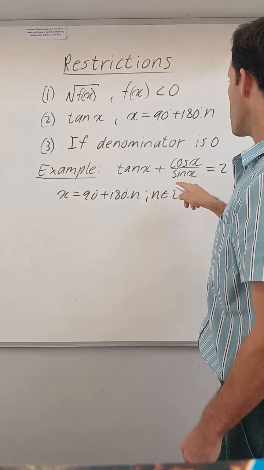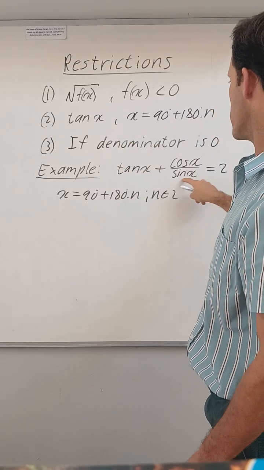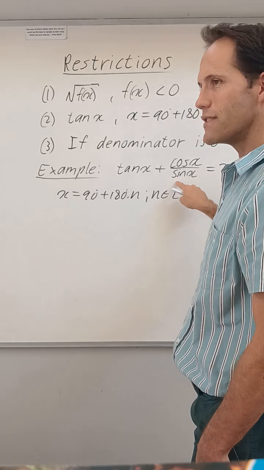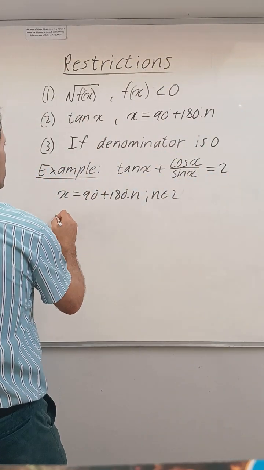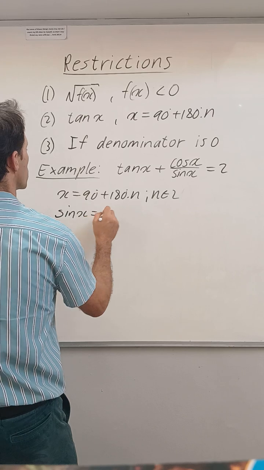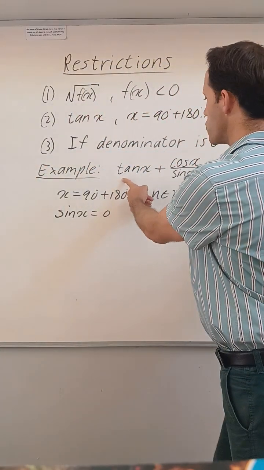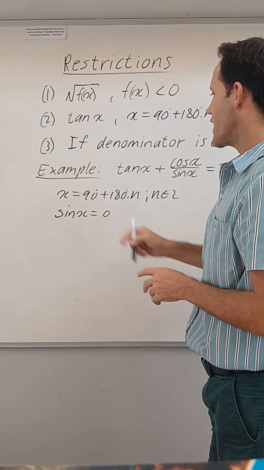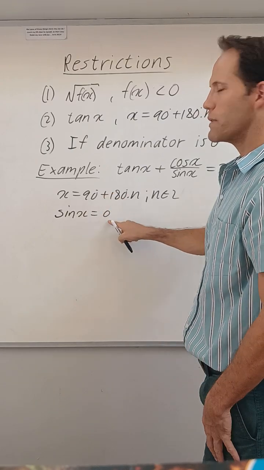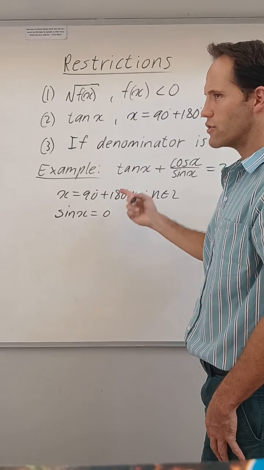Then you look for denominators. Okay, there's a denominator. A denominator is not allowed to be 0. You can't divide by 0. So you can say, okay, another restriction is sine x equal to 0. This thing won't work if sine x is equal to 0. Okay, so that's your second restriction. Sine x can't be 0. So if sine x is 0, it's not going to work.